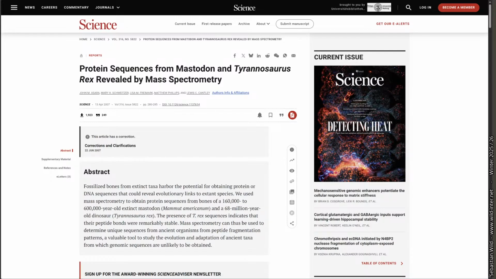Which is about some protein sequences from some mammoth, but more famously from a T-Rex. So 68 million years old, that's what it says here. And it's the story of a scientist who was a student of one of the most famous paleontologists of our time, who worked a lot with dinosaur bones.